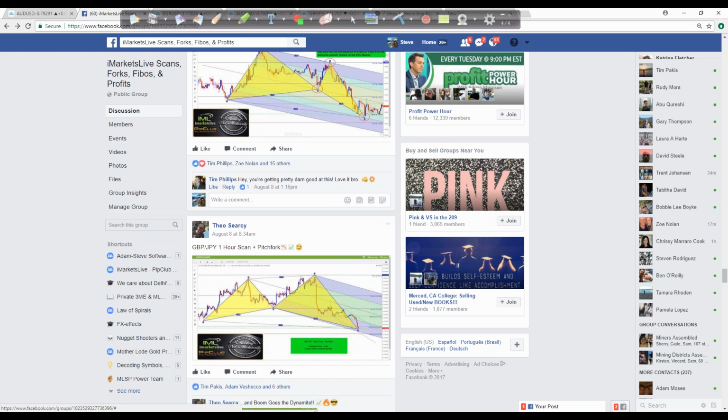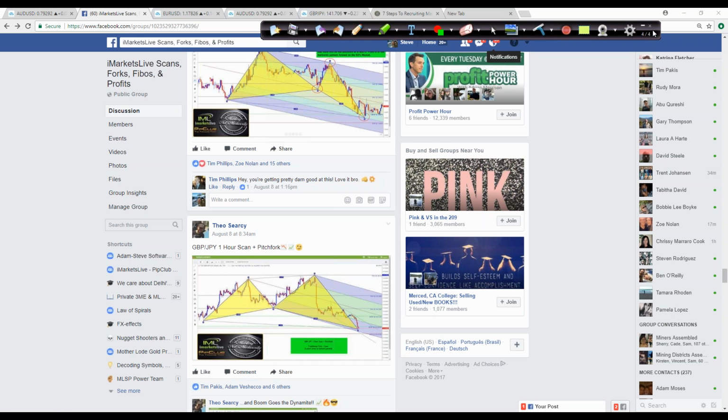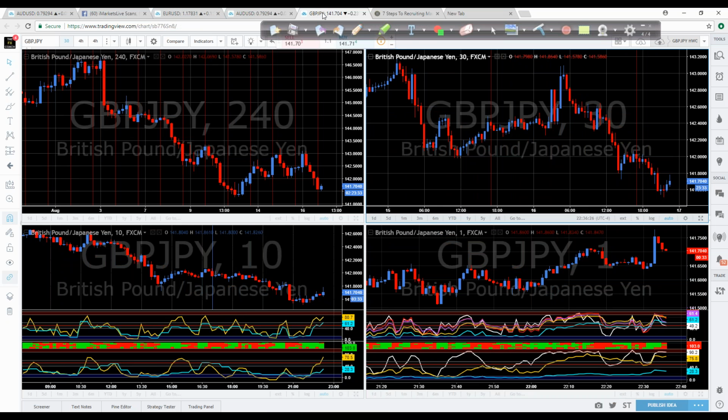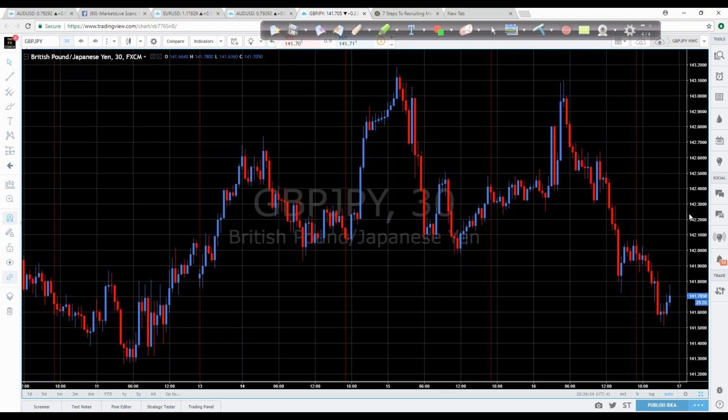Let me, real quickly, Euro, Aussie. I'll bring up the pound yen since that's the big fave. So let's look at a 30-minute chart just for fun. I spend a lot of time on my 30-minute charts.